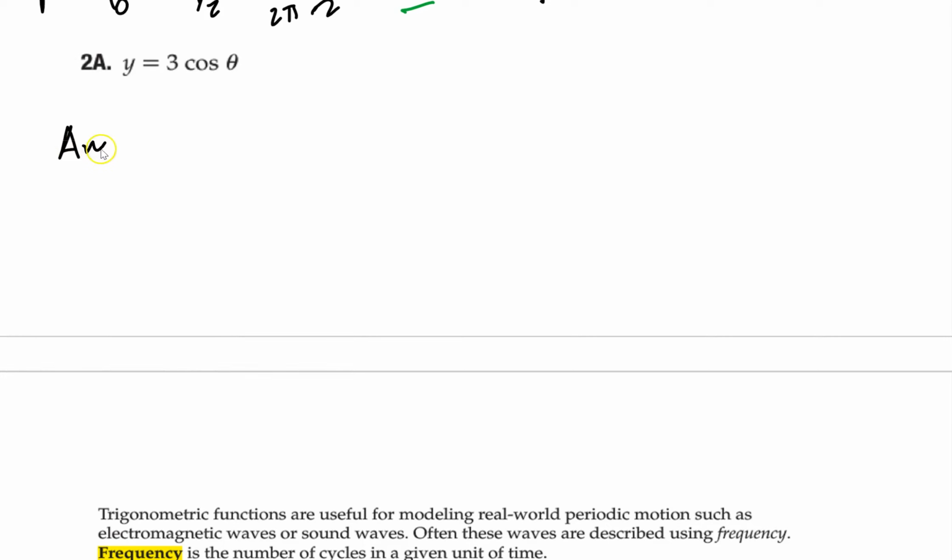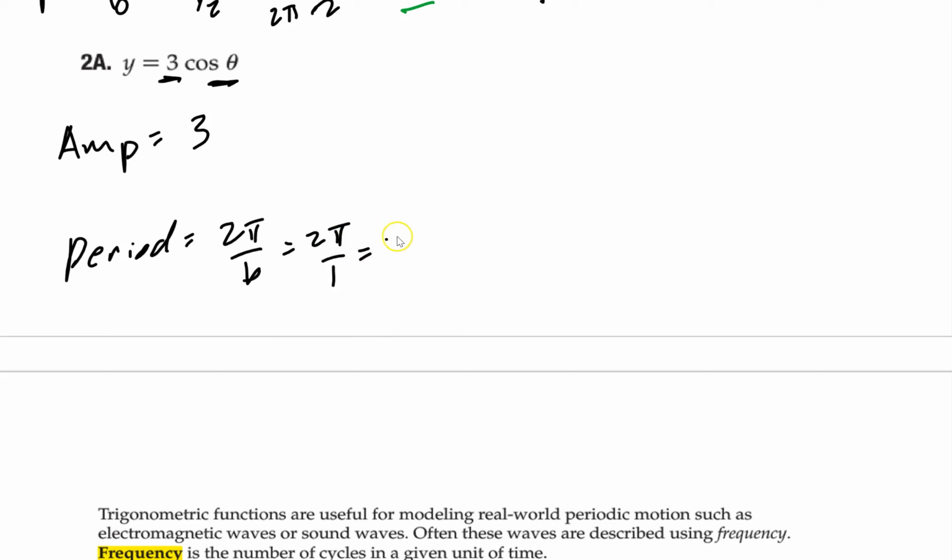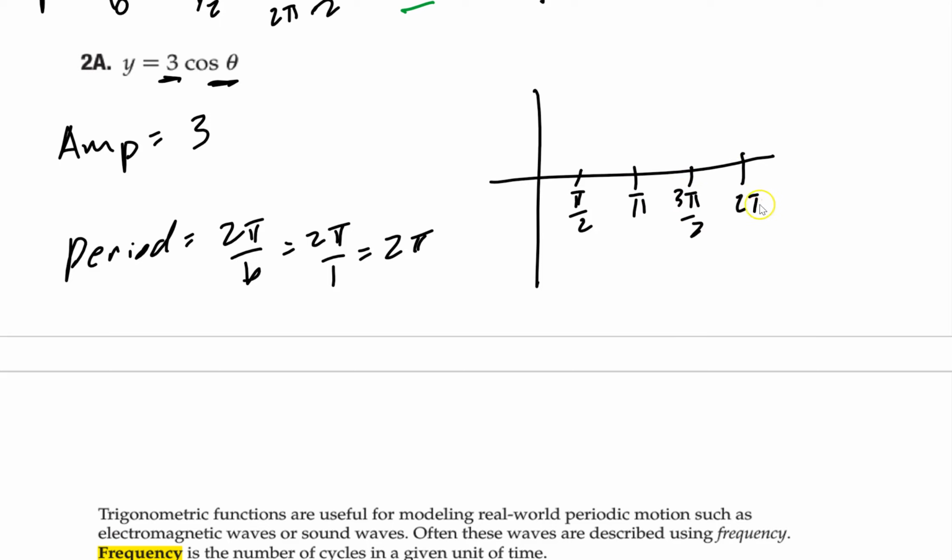So in this case, again, the amplitude is the number in front, so 3. The period is 2 pi over b, which in this case is 1, so just 2 pi. Now, I don't have to go as far as I did last time, because there's only 2 pi. Here's 0, here's pi, here is 3 pi over 2, there's 2 pi. My amplitude is 3, so make sure we go up to 3. 1, 2, 3, 1, 2, 3.